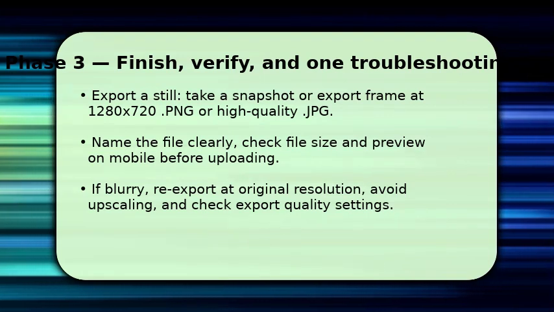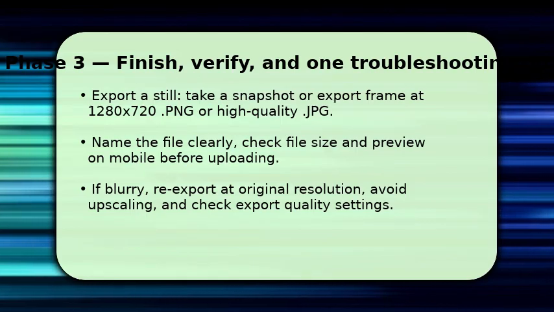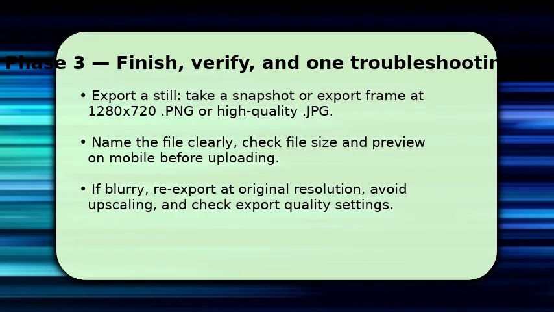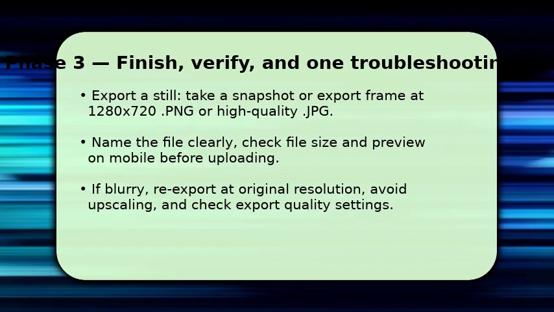Either capture a snapshot of the canvas or export a frame at 1280 x 720 and save as PNG or a high-quality JPG. Name the file clearly and preview it on mobile and desktop so you see how the title reads at different sizes. If your image looks soft, re-export using the original resolution. Do not upscale. Check the export quality slider, and reapply a small amount of sharpening.